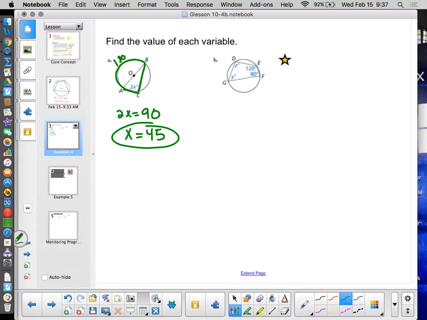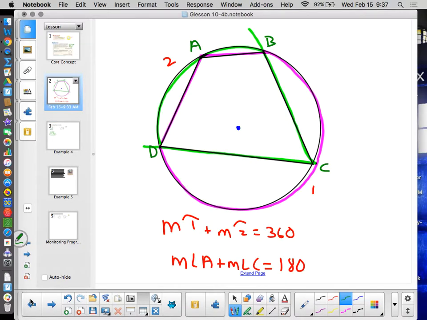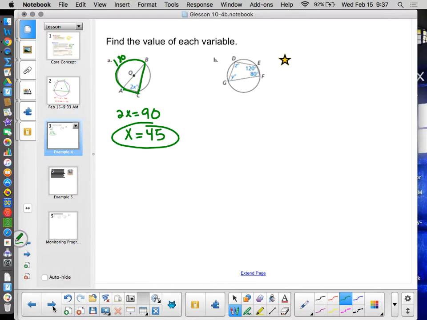Now, I'm going to go ahead and let you work on those for both y and z. That goes exactly back to what we just did here. Opposite angles have to add up to 180. See if you can figure out what those angles are going to be.